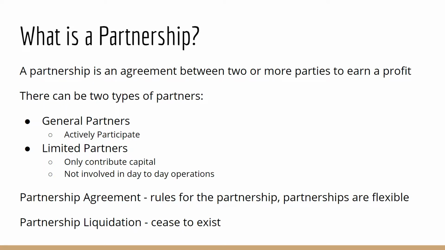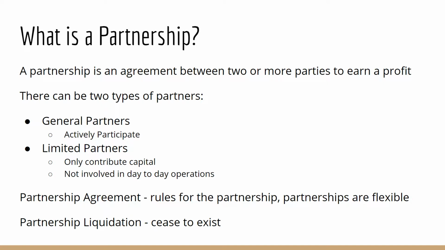So, what is a partnership? A partnership is an agreement between two or more parties to earn profit. There are a couple types of partners. Two specifically are general partners, who actively participate in the business, and limited partners, who really only contribute capital and are not involved, but they exist. Then we have a partnership agreement, which is important because it is the document that sets forth the rules for the partnership. So it has the rules, legal provisions, like how certain items are going to be allocated among the partners.